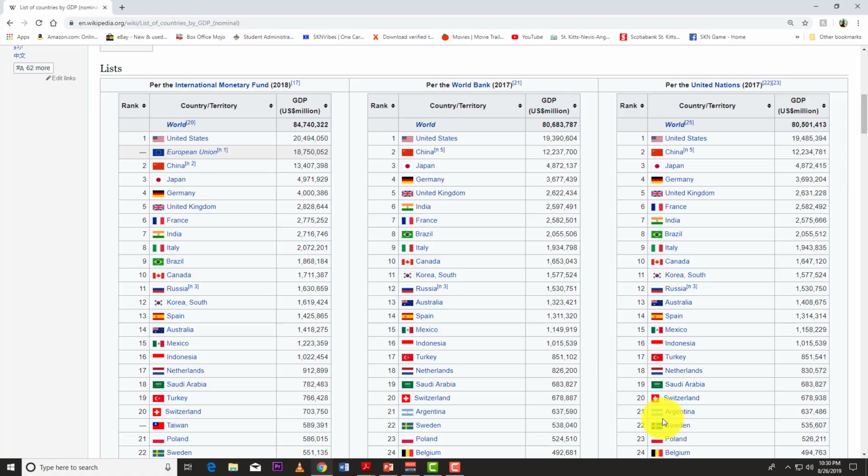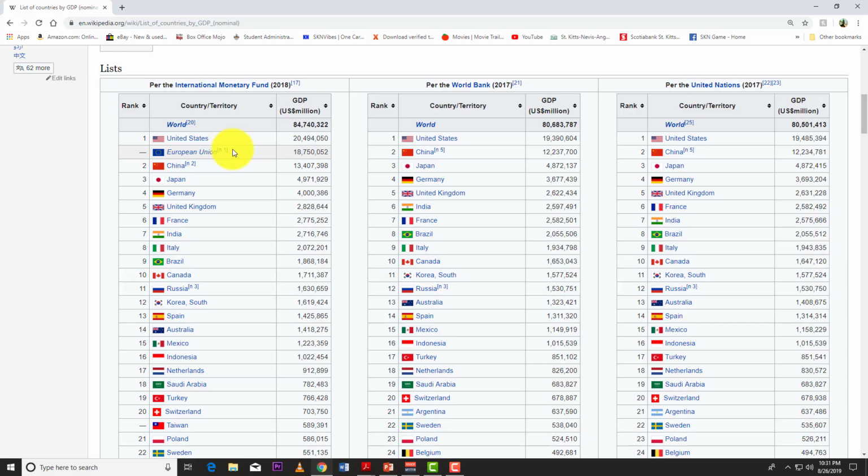Better yet, let's just do a quick Google search and look at the GDP for a lot of these countries. Of course, the United States, the big dog, has the biggest economy in the world. They have it here in millions, but at this point it's trillions. About $20 trillion. America, biggest economy in the world, followed by the European Union.